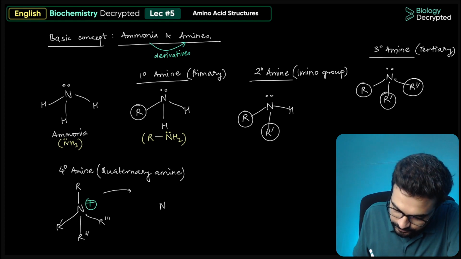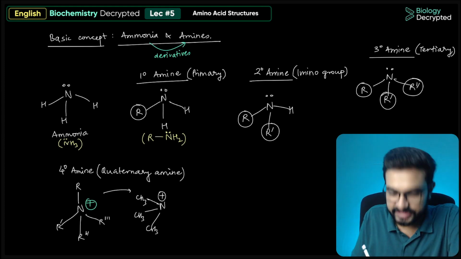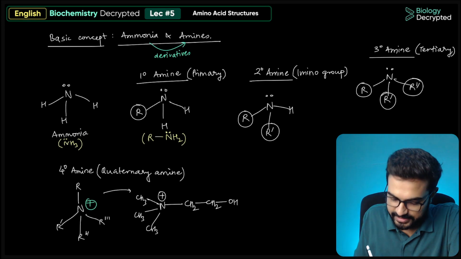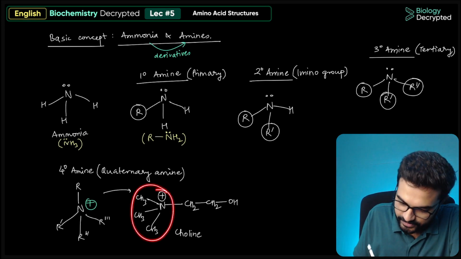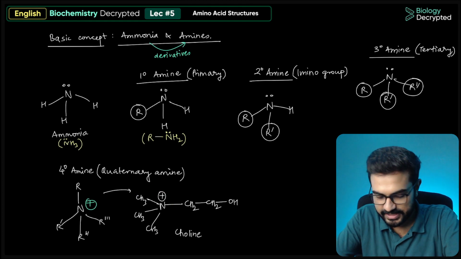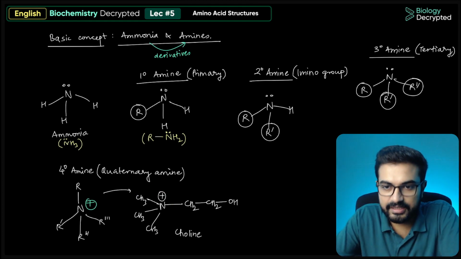So this is how choline actually looks like: CH3, CH3, CH3. Nitrogen has a positive charge, and this nitrogen is bonded to CH2, CH2, and OH. This is choline, and this is an example of a quaternary amine. We have already seen ammonia and all the amines that it can form.